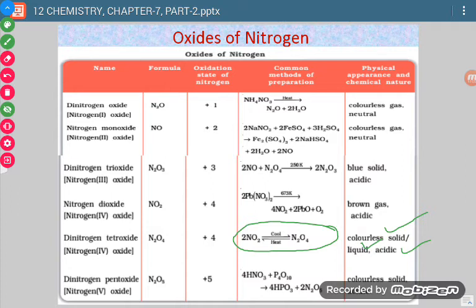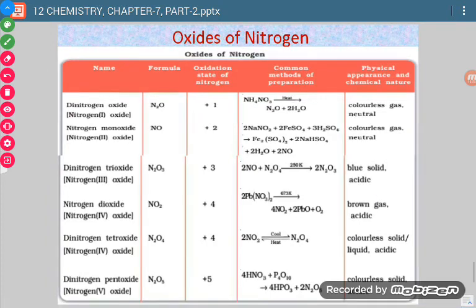Now when we have to prepare dinitrogen pentoxide, we have to put the oxide of phosphorus P4O10, which is a dimer of P2O5 actually, in nitric acid, and there is formation of dinitrogen pentoxide, okay. This is also a colorless solid and it has acidic nature, okay. So these were the oxides of nitrogen.